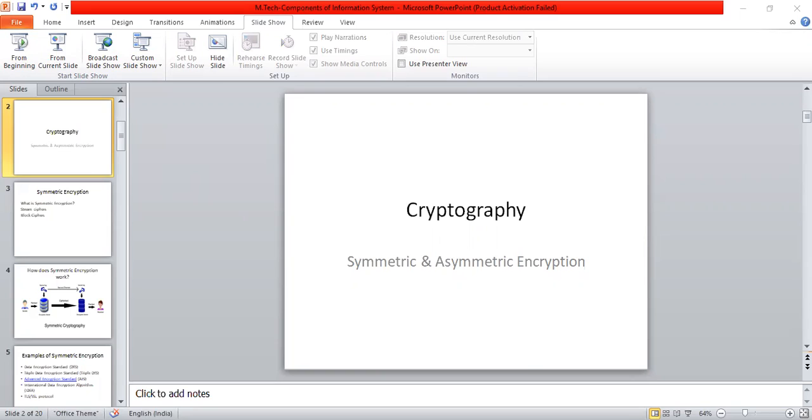Cryptography is the study of secure communication techniques that allow only the sender and the intended recipient of a message to view its contents. This term is derived from the Greek word kryptos, which means hidden.